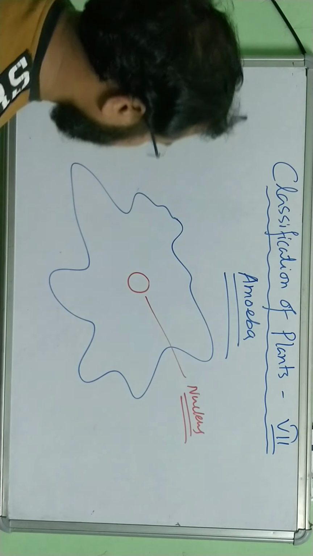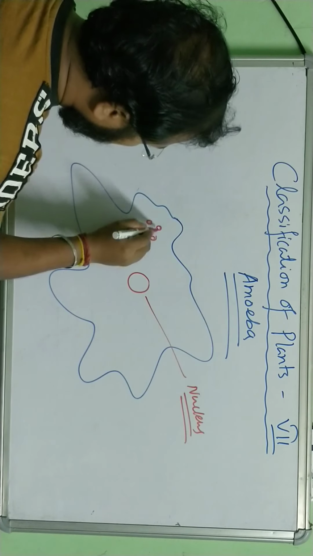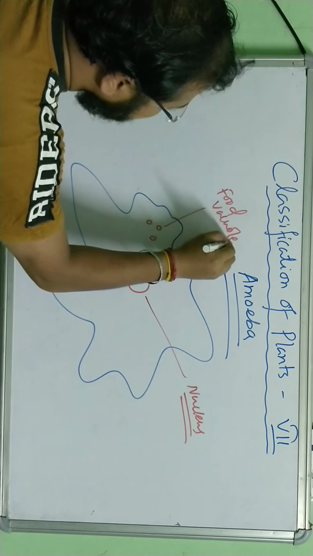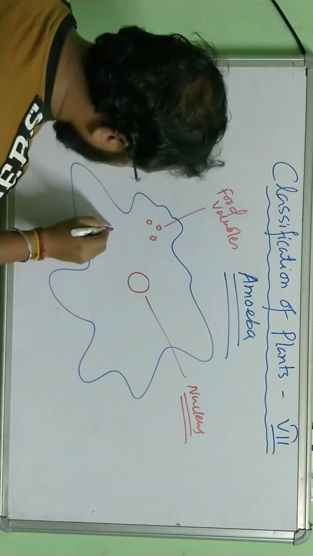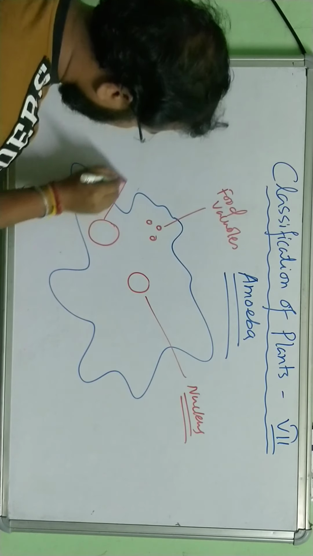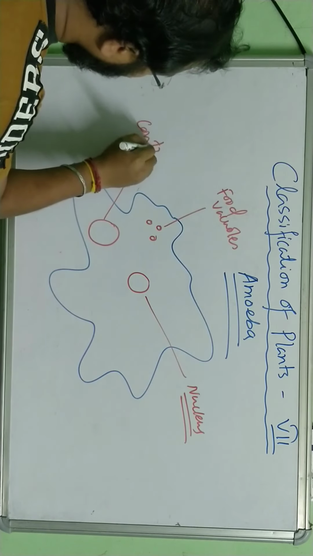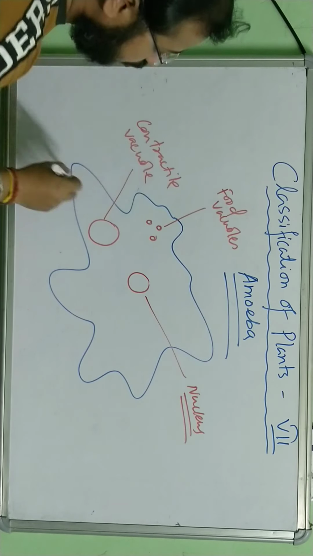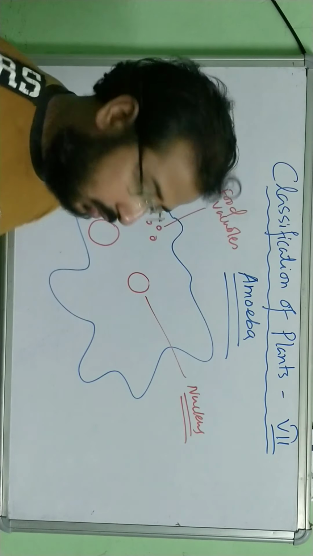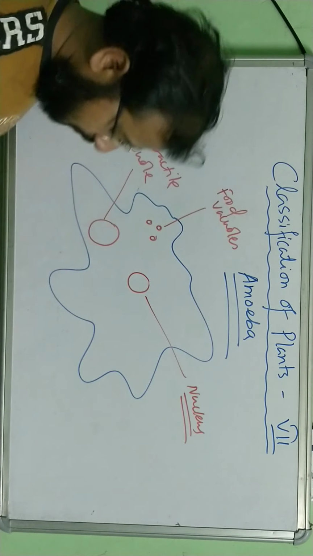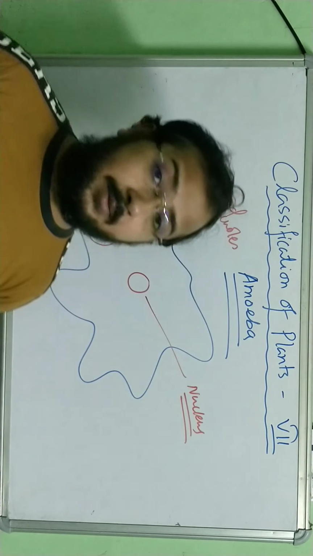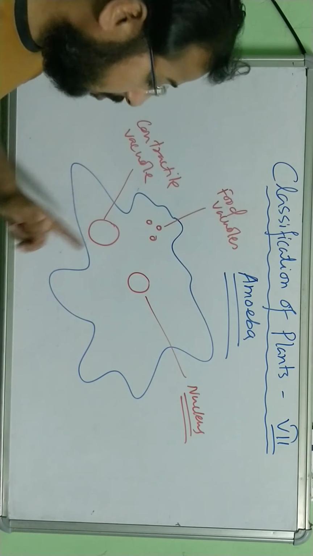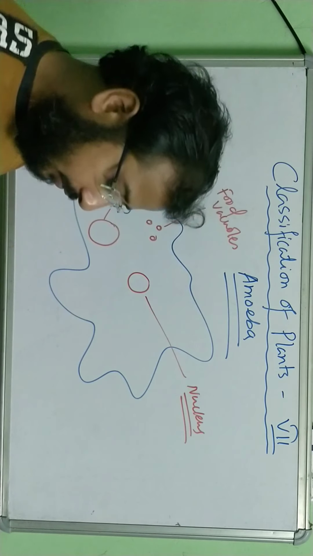Clear? Apart from that, what we see these are called food vacuoles. Okay. You also see contractile vacuole. See, food vacuoles where foods get stored, and this contractile vacuole is the excretory organ of the amoeba. Okay, excess of water in the body, they get stored here in the contractile vacuole. Okay, I'll be telling one by one.